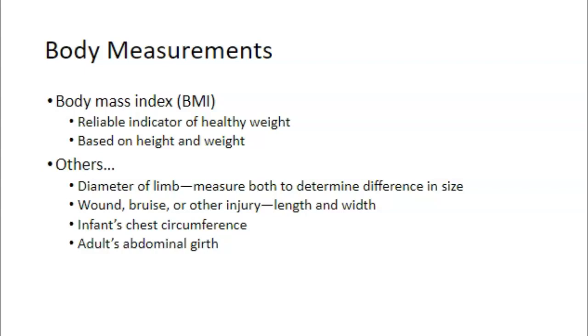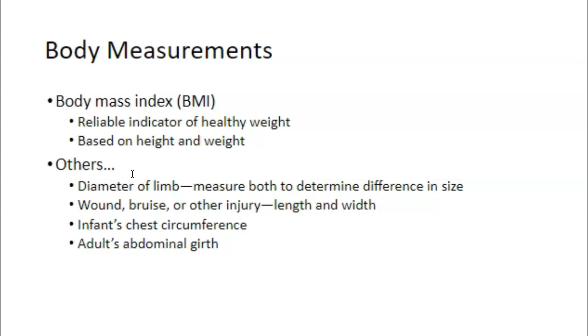And other things that might be measured, we talked about height, weight, and head circumference. There are other times where you'll need a tape measure of sorts to measure other body parameters. Sometimes you have to measure the diameter of a limb. If you're looking at the lower leg, if somebody's complaining and might possibly have a deep vein thrombosis in their calf, you're going to want to measure both to determine the difference in size, because if one's bigger than the other, it could indicate that there is a deep vein thrombosis present.